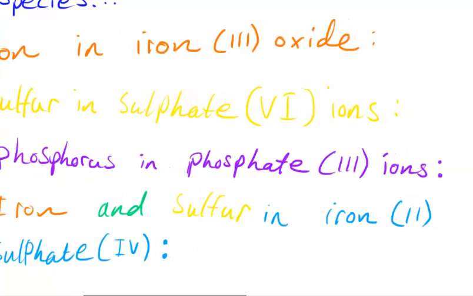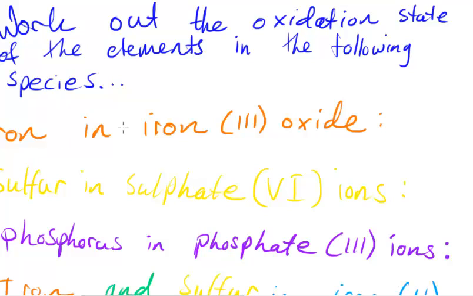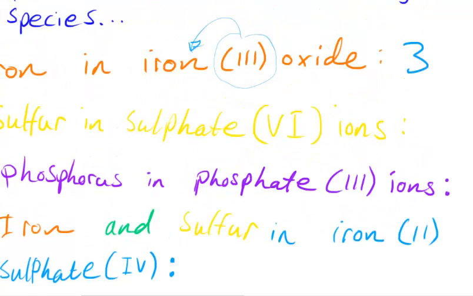So the first question says, work out the oxidation state of the elements in the following species: iron in iron oxide. I won't read them all out. I'll just do the first one first. Iron in iron oxide. Okay, so this is just after the iron, so we know this is the oxidation number of iron, and so therefore the oxidation state of iron, or oxidation number, is 3. So I'll just say oxidation state. It's basically the same as oxidation number.